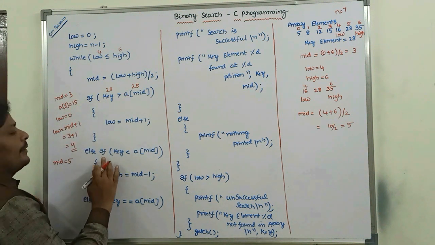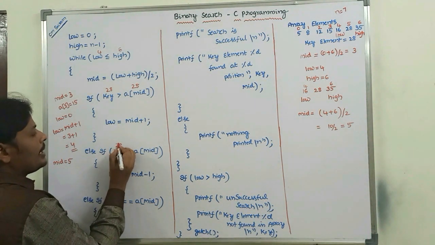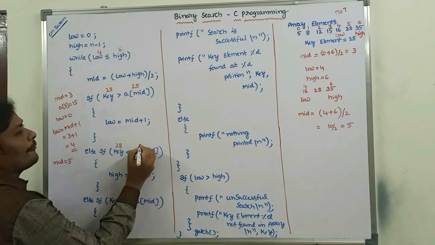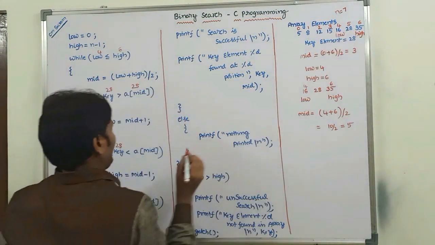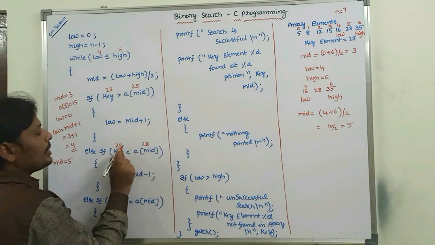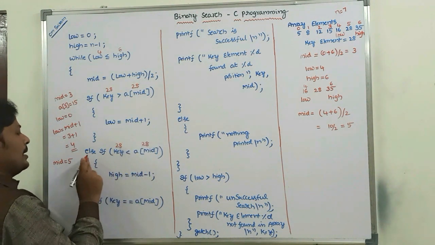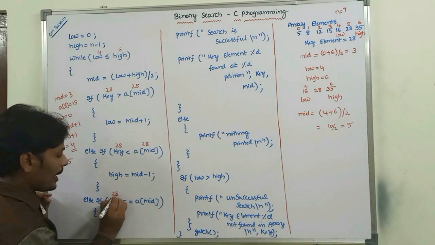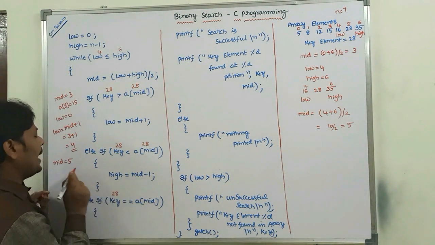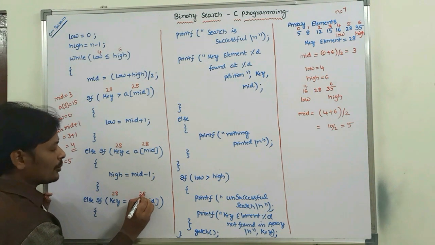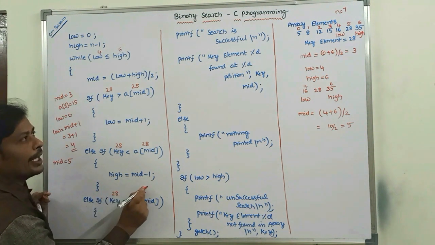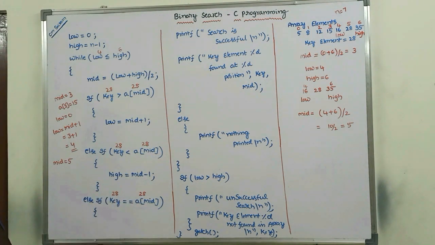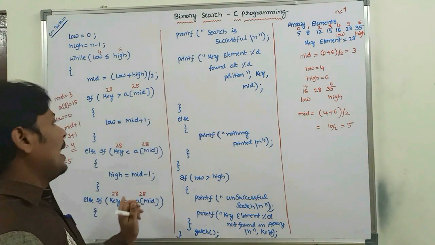In the else if, the key value is 28 and a of mid, a of 5, is 28. 28 less than 28, condition false. Then go to the next else if. The key value is 28 and a of mid, a of 5, is 28. 28 equal to 28, condition true. If the condition is true, then the control goes to the corresponding else if block.